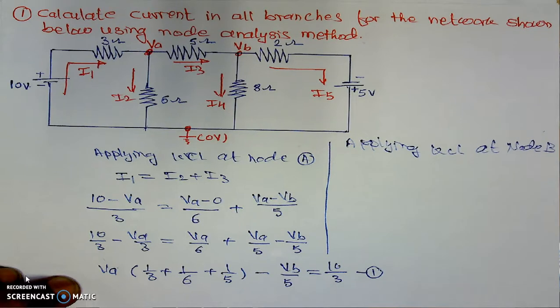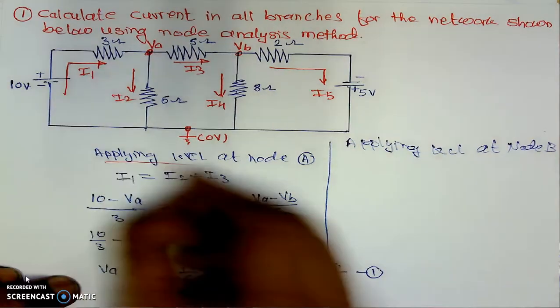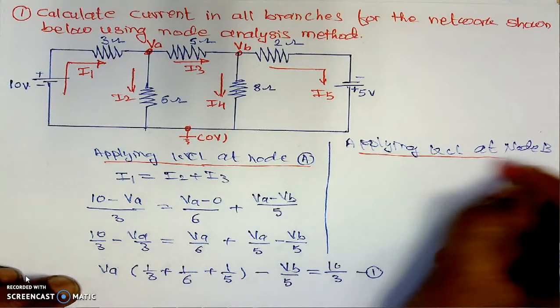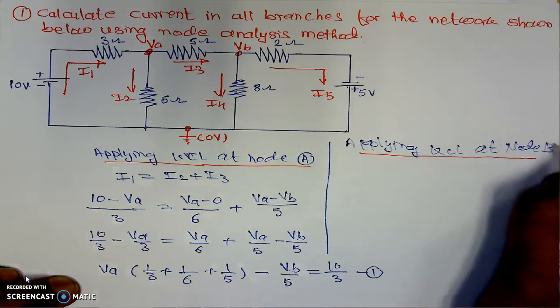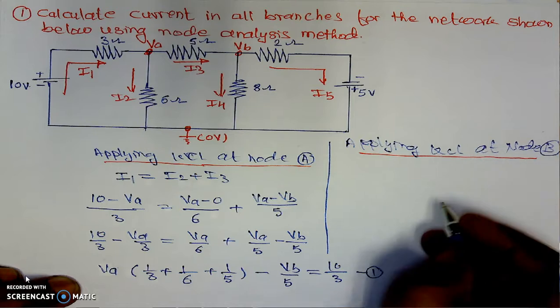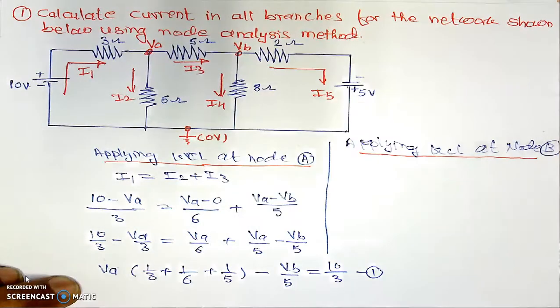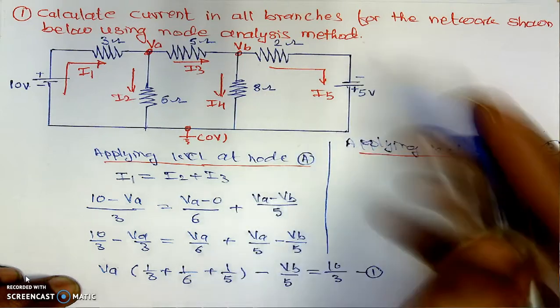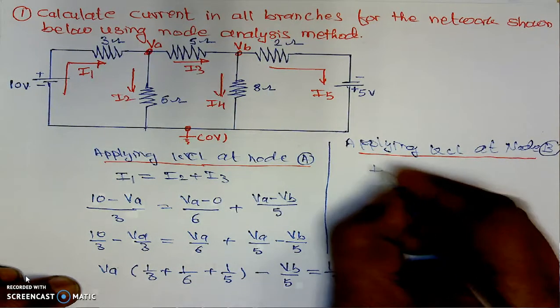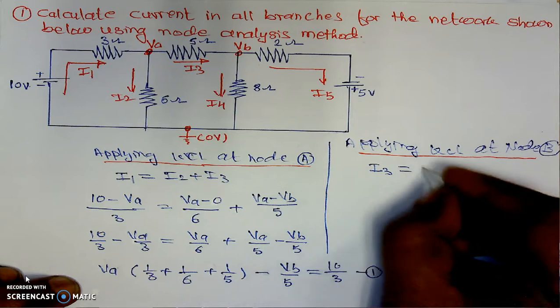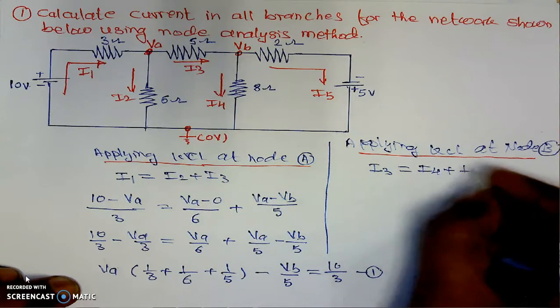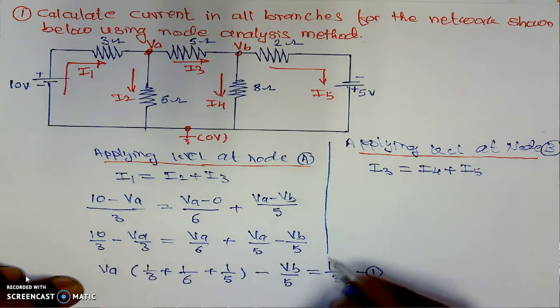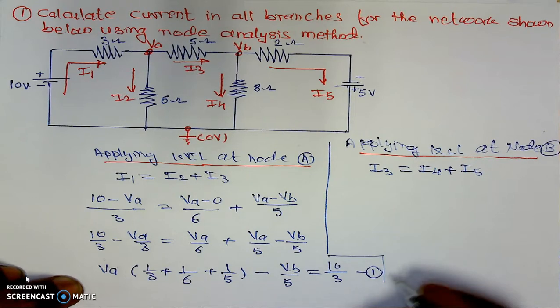If we are applying KCL, that is Kirchhoff's current law, at the second node, that is node B, its equation will be something like this. For node B, I3 is incoming, I4 is outgoing, I5 is outgoing. The equation at node B is I3 equals I4 plus I5. Then we will simplify further.